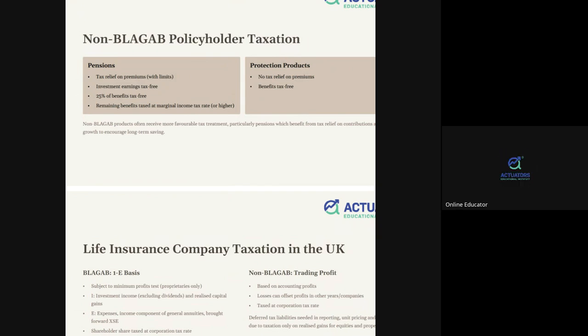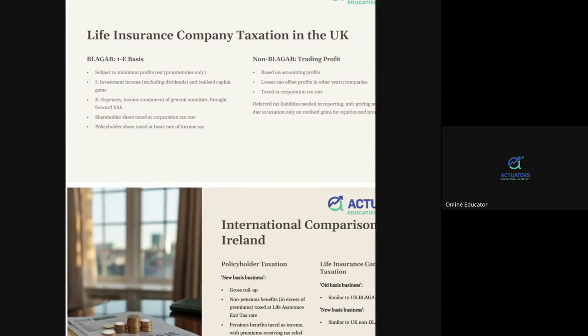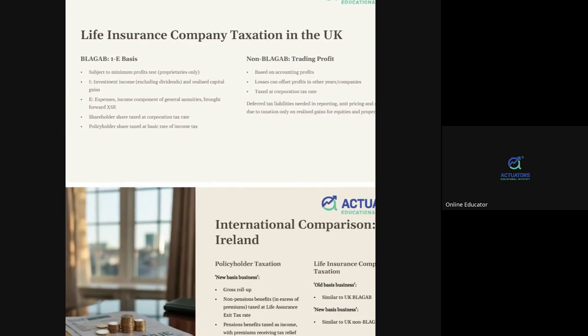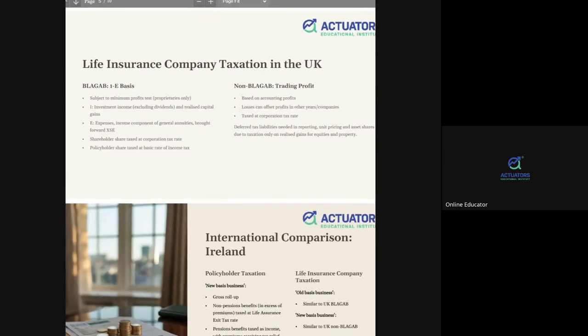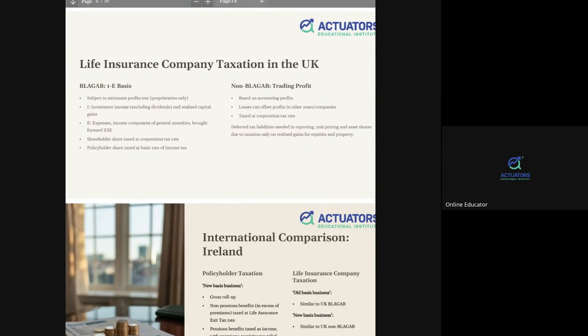Yeah. Perfect. The next one is your BLAGAB, like how are insurance companies taxed, right? We talked about BLAGAB and non-BLAGAB. What is important here is to split out the BLAGAB fund and the non-BLAGAB fund. For example, the same insurance company may be selling trading business that is non-BLAGAB and BLAGAB, right? So they must split out these BLAGAB funds and the non-BLAGAB funds, and they must prepare separate accounts, right?